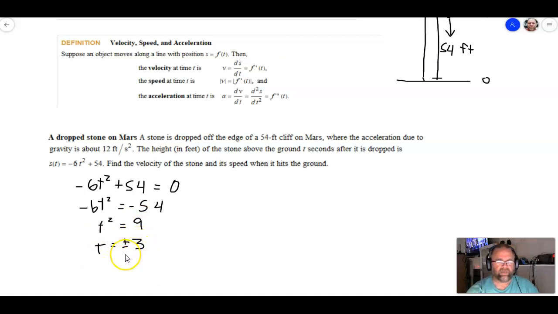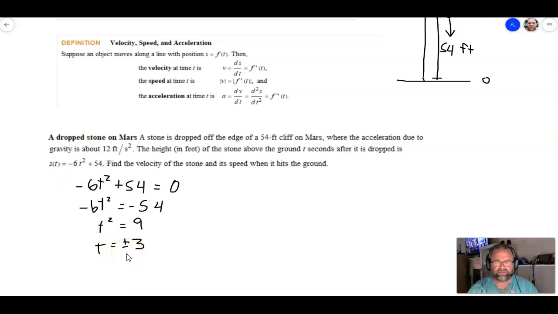Now we have to think about it. We have a negative 3 and we have a positive 3. Why do we have both of those solutions? Well, because this is a quadratic here, and a quadratic is a parabola. It's a down opening parabola, and it's going to give us two different solutions. But one of them is going to be extraneous, and that's going to be the negative 3.